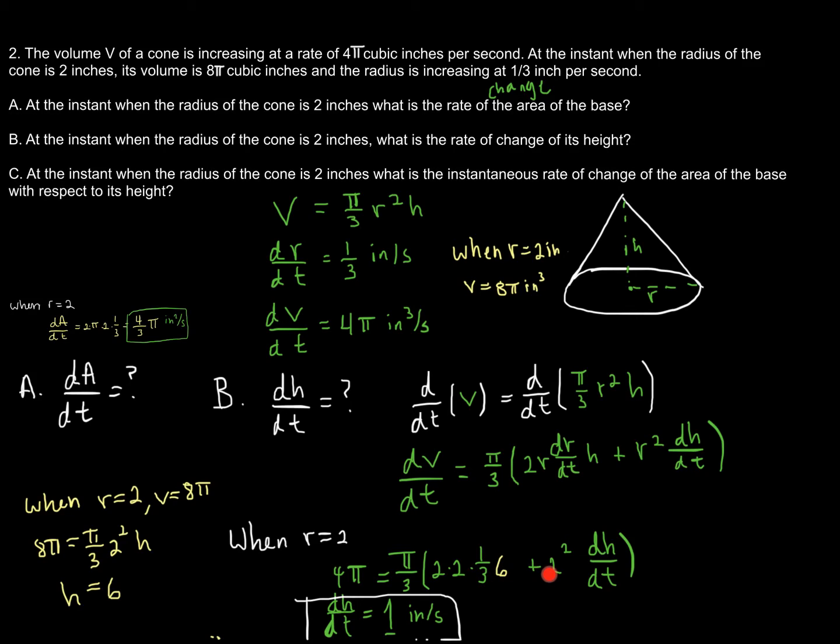Plus the radius squared, which is 2 squared, times dh/dt, which is what we're seeking. Solving for dh/dt, you will get 1, and the rate is in terms of inches per second, since the height is one-dimensional. So dh/dt is 1 inch per second.